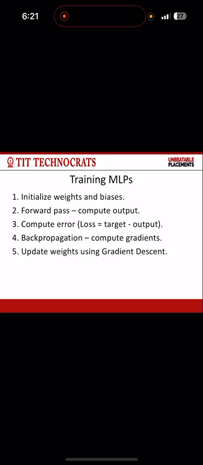So these are the steps of training a multi-layer perceptron. First is initialize weights and bias. Step two is a forward pass to compute output. The third step is to compute error, where loss equals target minus output. The fourth step is the backpropagation algorithm, which computes the gradients. And the fifth and last step is to update weights using gradient descent and calculate the error.